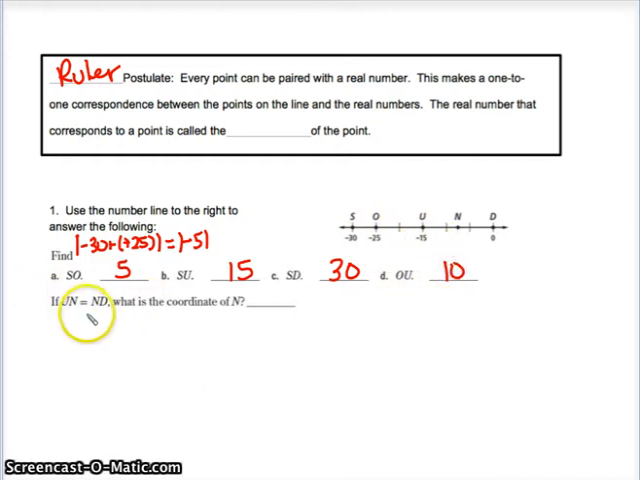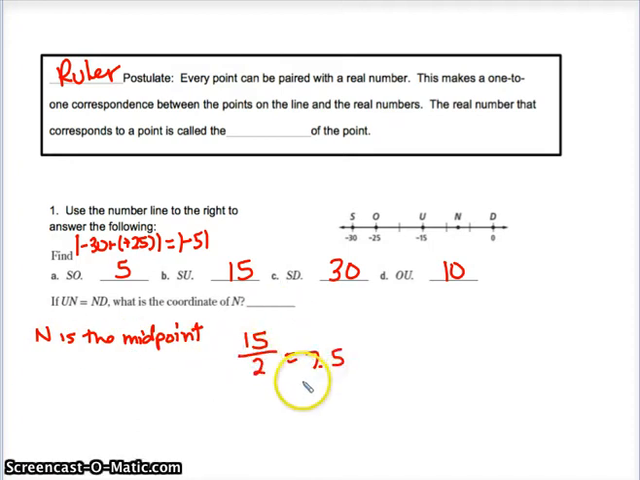Let's kick it up a notch. Let's say that the distance from U to N and N to D is the same. We're going to talk about this in a moment, but that means that N is the midpoint. In other words, N is right in the middle of U and D. So if I look, the distance from U to D is 15 units. If N is right in the middle, we've got to divide that by 2, and we get 7.5. Now be very careful. We are on the negative side of the number line, so the coordinate of N must be -7.5.